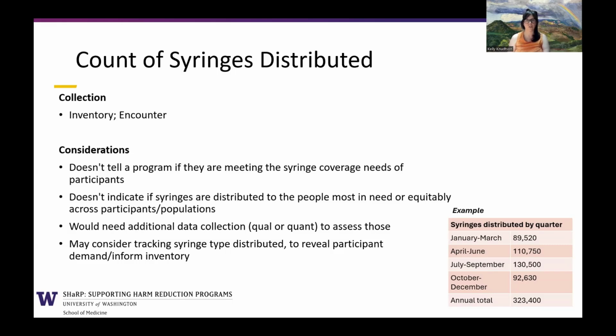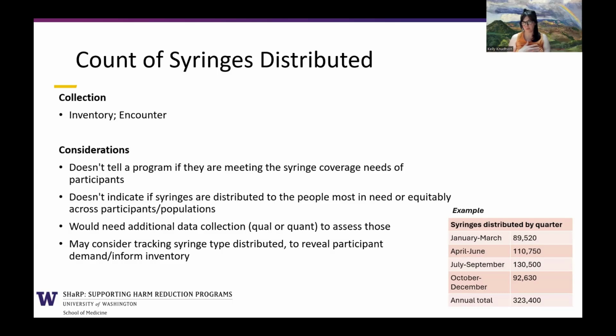you if you're meeting the syringe needs of your participants, like a new syringe for each injection or injection attempt. Nor can it tell you if syringes are being distributed to the people most in need or equitably across participant populations. You would need additional information to assess those points.